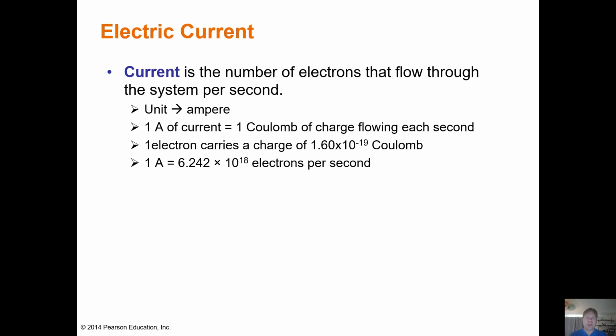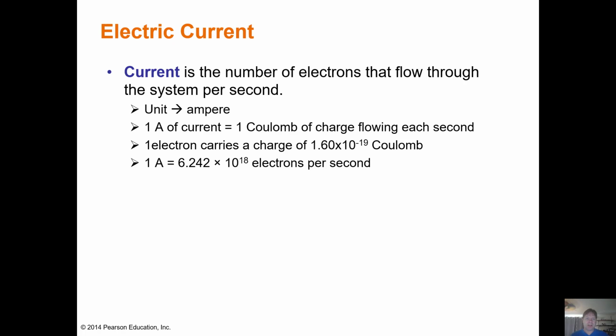Okay, so current, again, here's a more formal definition with some numbers and units. The number of electrons that flow through the system in a given period of time, so typically per second. Units here are the ampere. An ampere is 1 coulomb of charge flowing each second, which is the definition of that.